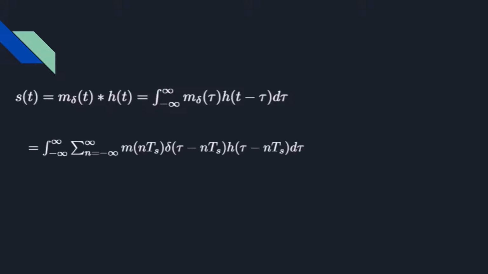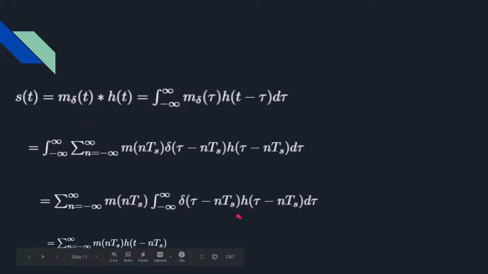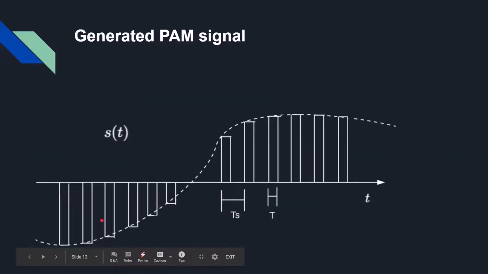Substituting the value of m delta(t), we will get this equation. Here we are using the property of the delta function. Finally, we got s(t), which is our pulse amplitude modulated signal. This is our generated PAM signal in the time domain. The two steps involved in the generation of the PAM signal, which were the instantaneous sampling and the lengthening of samples, are collectively known as sample and hold.